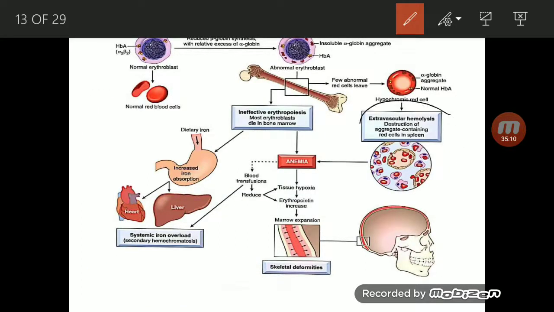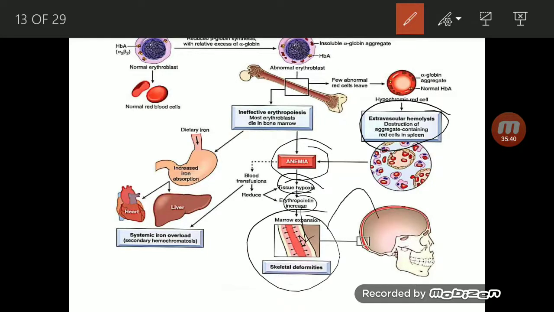So there is going to be extravascular hemolysis taking place. So whenever there is hemolysis, degradation of more amount of your RBC, anemia. So if there is anemia, your oxygen carrying capacity of your RBC decreases. So hypoxia, erythropoietin is going to increase, bone marrow expansion, due to which you get your skeletal deformities as well.